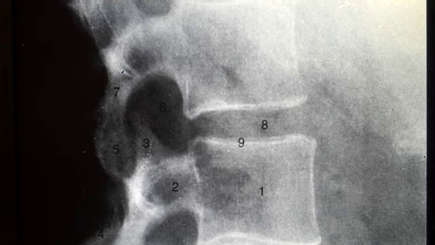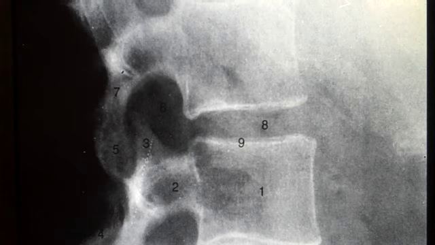I wanted to start with a close-up of the lumbar segment so that you could see the parts at a close-up of this. If you start with number 1, of course all of this is vertebral body. Number 2, all of this would be the pedicle portion of the segment. Number 3 is the superior articular process.